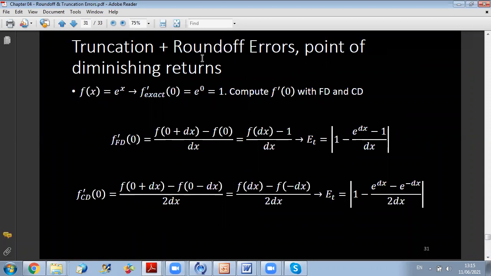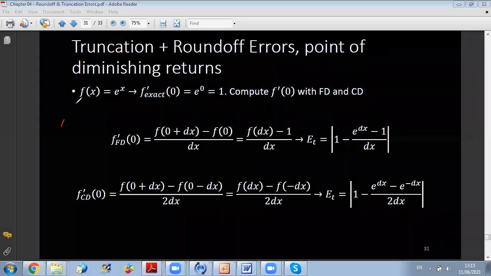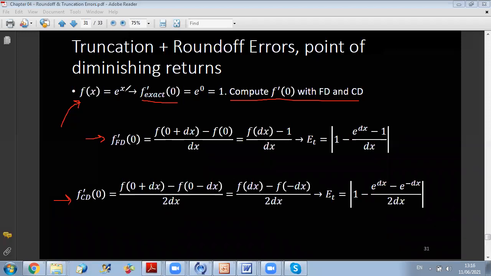For example, if I tell you I want to compute f prime of e to the x at 0. I want to use the forward technique and the central difference technique. First, for the exact value, I can get it easily. I derive f of x, I get e to the x. Once I derive it, the derivative at 0 is e to the 0, which is 1. Now I want to compare 1 with the value of the derivative obtained from the forward difference method and from the central difference method.